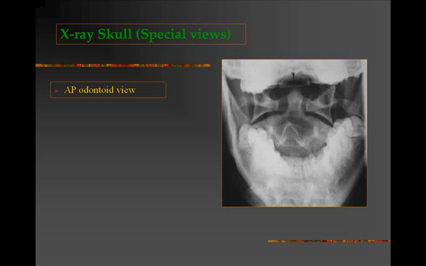Here we have an open mouth view or an AP anteroposterior odontoid view. This X-ray is taken through the open mouth to visualize the odontoid process of the C2 vertebra, seen here. One can clinically diagnose abnormalities associated with the odontoid, such as fractures. The two structures seen here on either side of the odontoid process are parts of the first vertebra or the atlas.